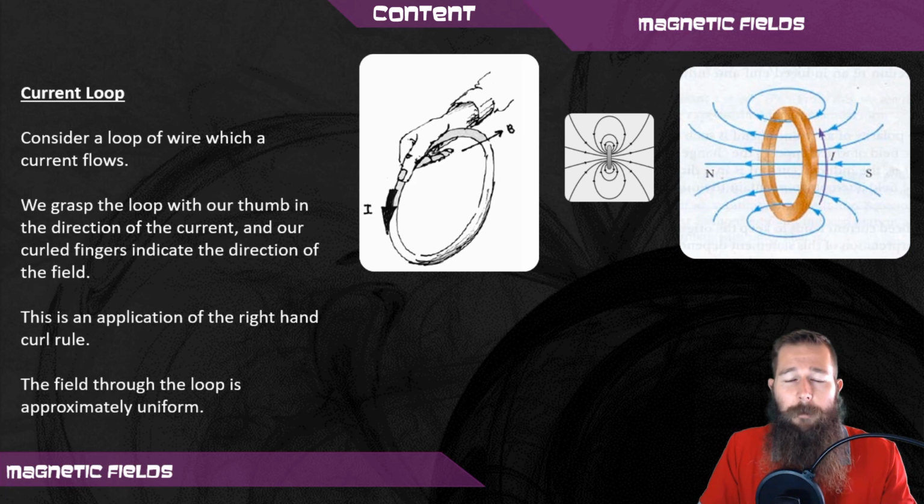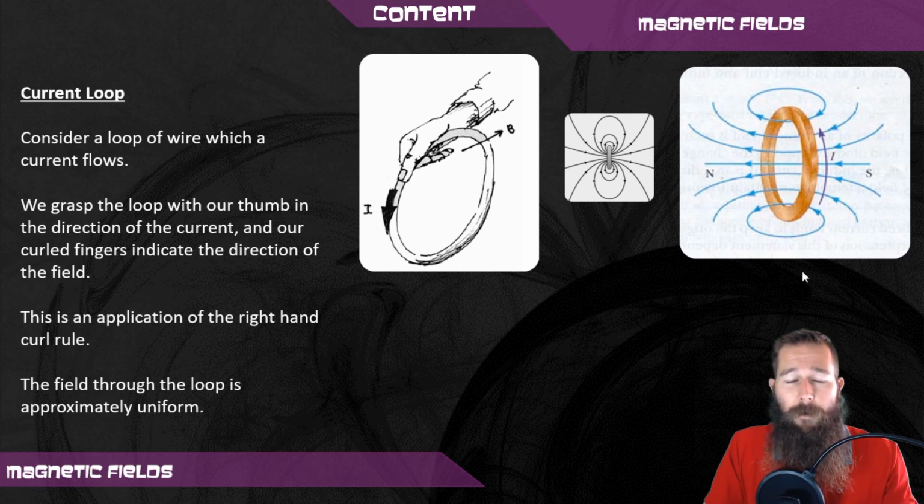We can also have a magnetic field when the current travels in a loop. In order to determine the direction of the magnetic field around a loop, we again grasp the loop in our right hand, our thumb points in the direction of the current, and our fingers point in the direction of the field lines. And you can see this diagram on the right here.